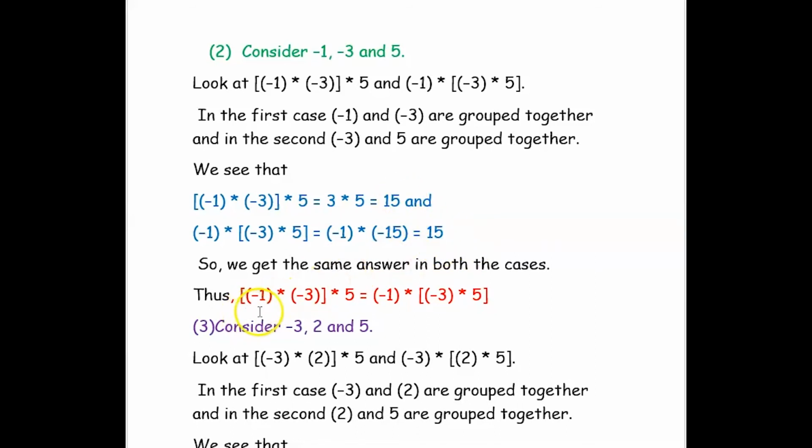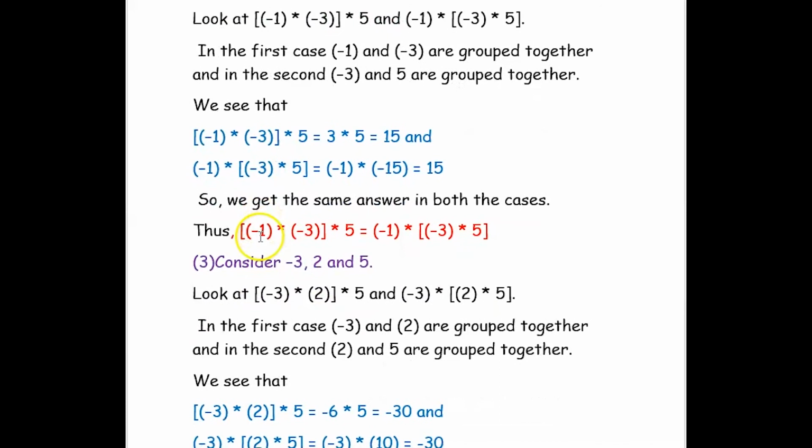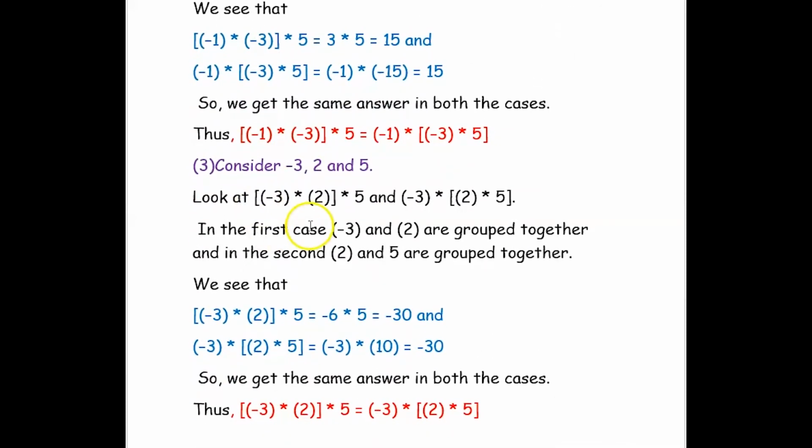So we can write negative 1 into negative 3 into 5 is equal to negative 1 into negative 3 into 5. So we have verified that A into B into C equal to A into B into C. Now let us see one more example. So let us consider negative 3, 2 and 5.